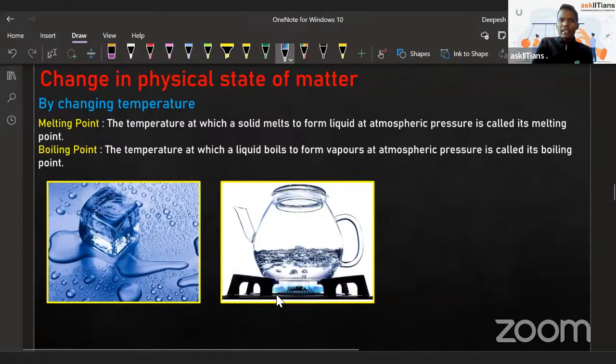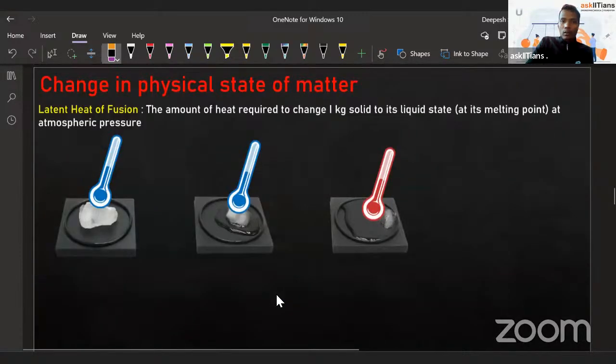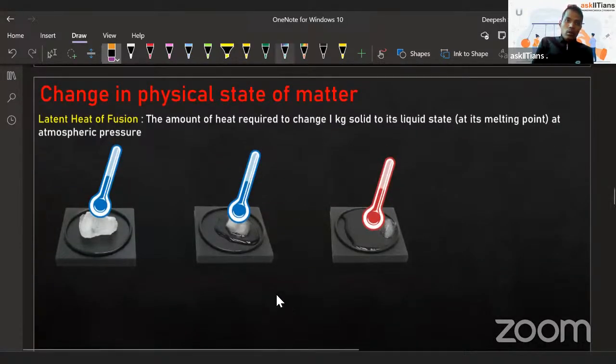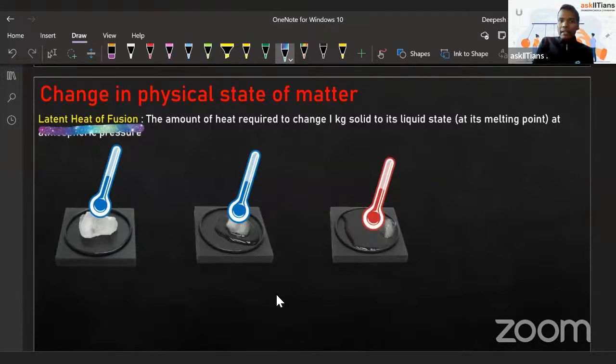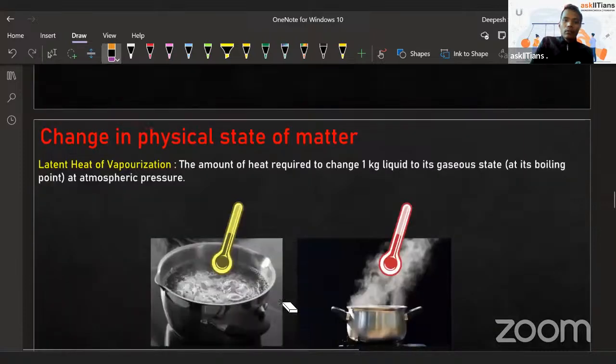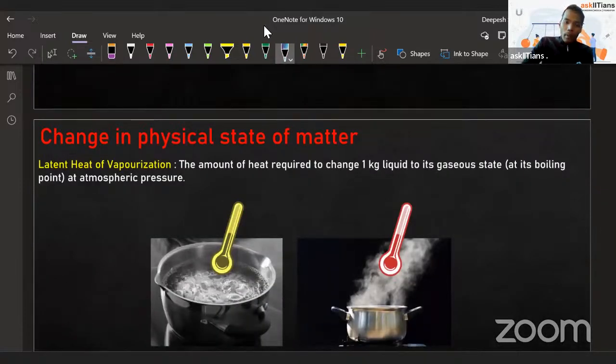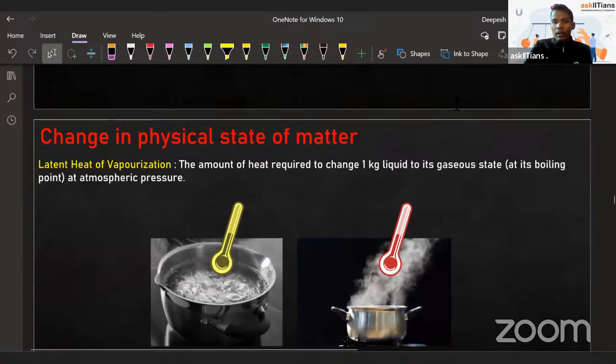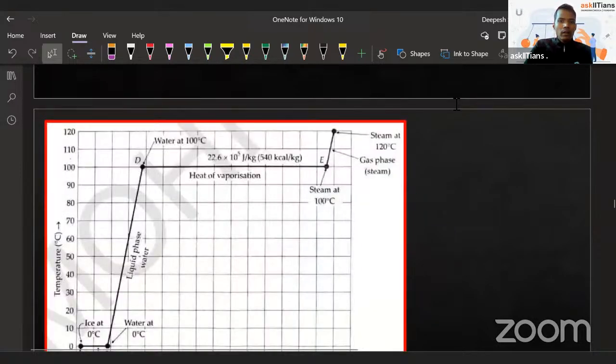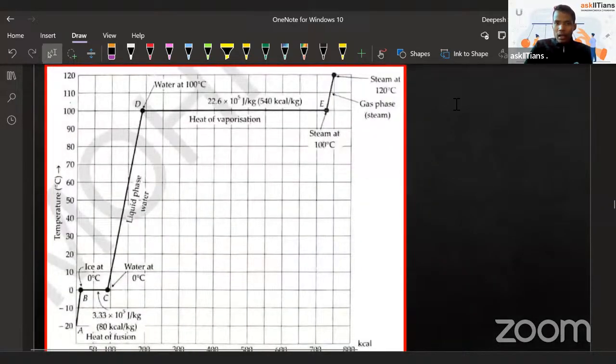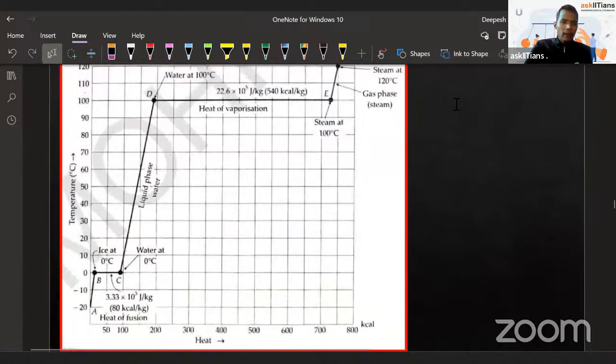So by changing temperature, we learn about melting point and boiling point. By changing temperature, we also learn about the concept of latent heat of fusion, as well as the latent heat of vaporization. Now, if you remember it, okay. If you don't remember it, I will just give you the understanding by this particular graph. This is the best way of understanding it.